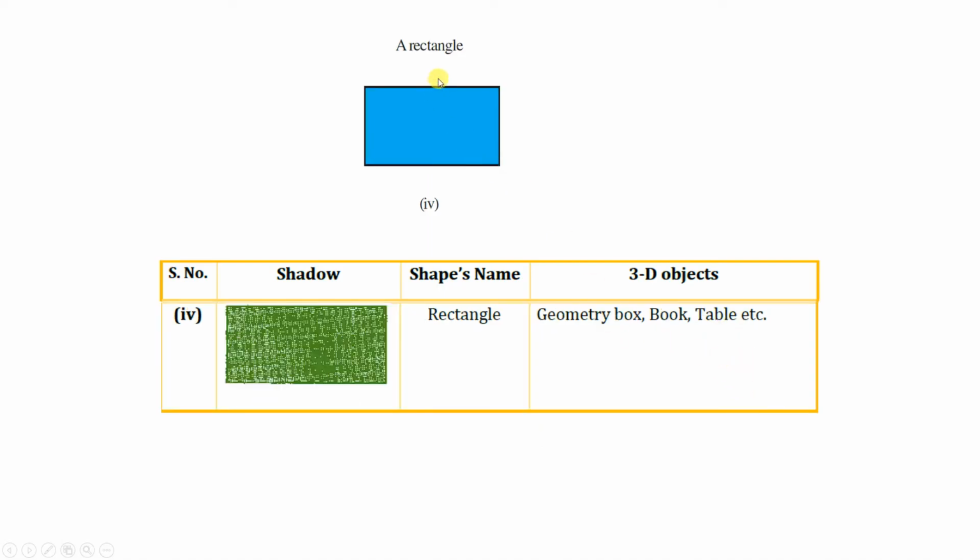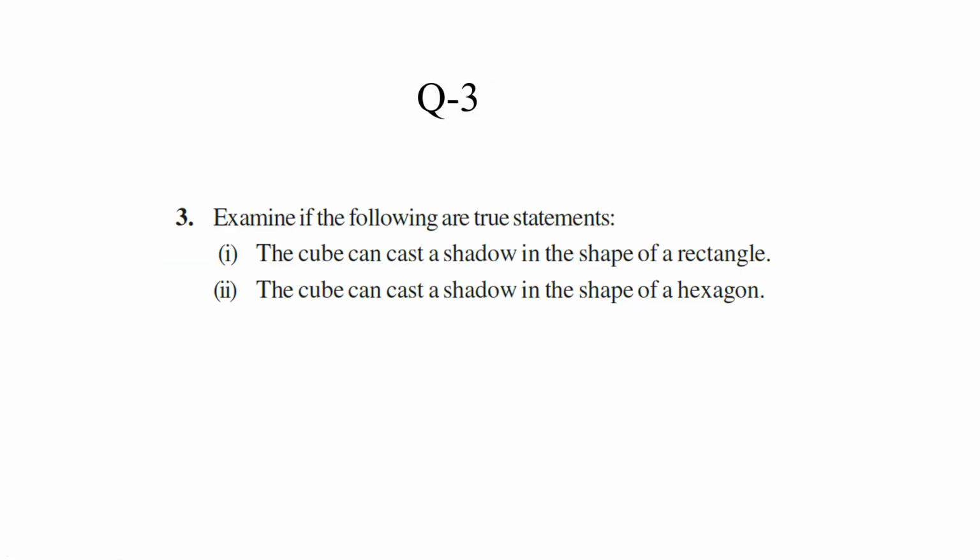And the last one, a rectangle. The solids from which we get a shadow of a rectangle are nothing but a geometry box, book, table, etc. Also we can say any cylindrical kind of shape. Last question of this exercise, question number 3. Examine if the following are true statements. Number 1, the cube can cast a shadow in the shape of a rectangle, and number 2, the cube can cast a shadow in the shape of a hexagon.